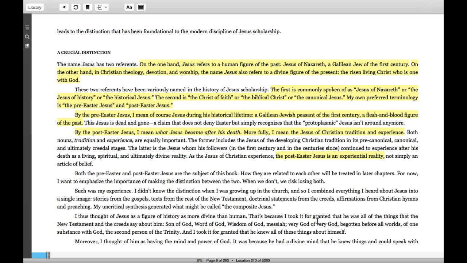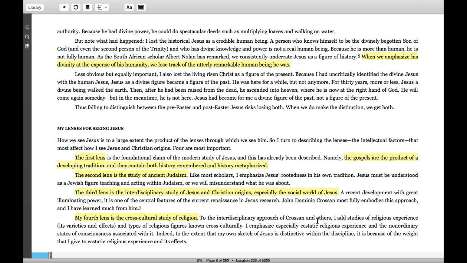He goes on to talk about a distinction between the Jesus of history and the Jesus of faith. Remember, the Jesus of history is the pre-Easter Jesus. This is who Jesus was before his death. The post-Easter Jesus is what Jesus became after his death. More fully, he means the Jesus of the Christian tradition. Again, this is all how he's making his argument.